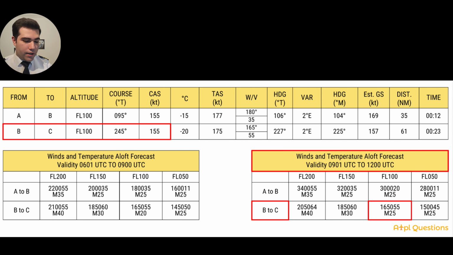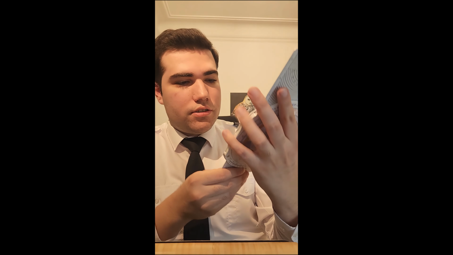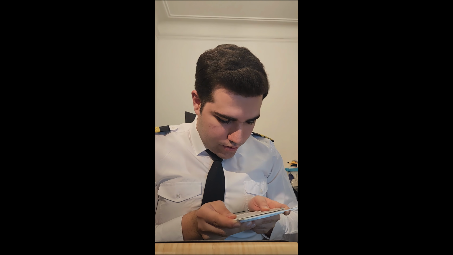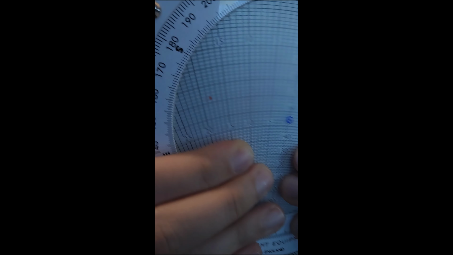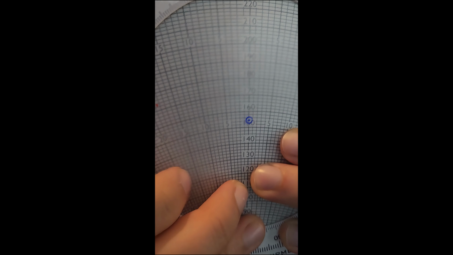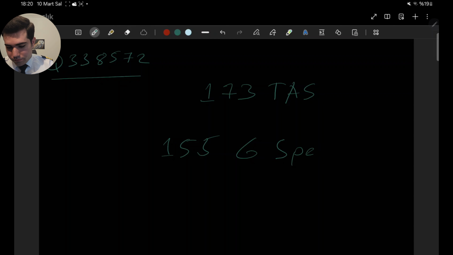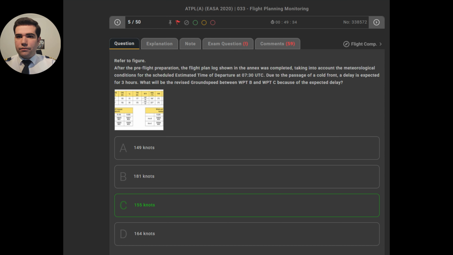It's given as 245. Right now I'll set 245 on my flight computer and set this red dot on 173, which is up there. So I'll just set it through there. 173, as you can see, it is on 173, and my ground speed is 155. So the answer is basically 155 knots. This is our ground speed. Yeah, see you on the next question.